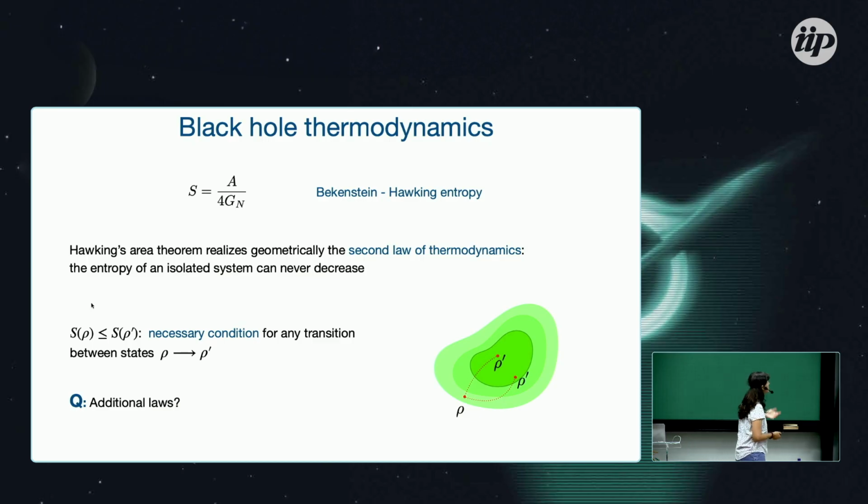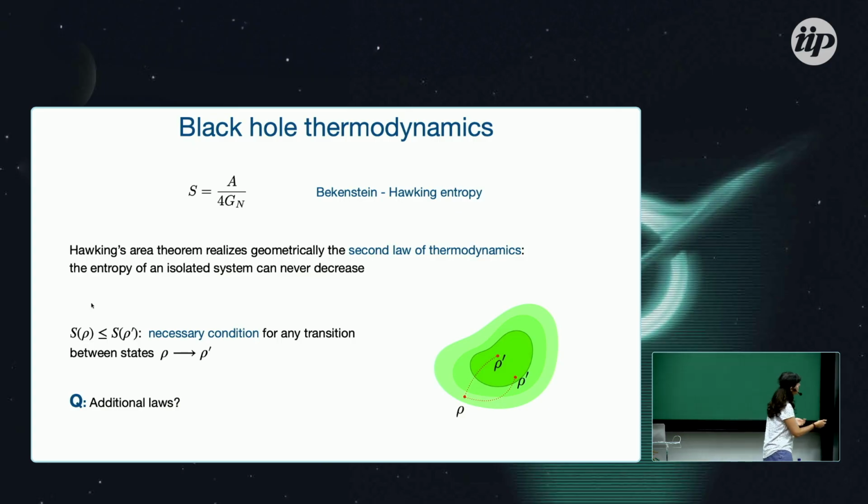But then, through the laws of black hole thermodynamics, which associate a notion of entropy to the area of the event horizon, we know that the area theorem is a geometric realization in this context of the second law of thermodynamics, so that the entropy of an isolated system can never decrease. And as such, for this type of process, the second law, or equivalently the area theorem, puts a necessary condition, one single necessary condition, for any transition between states described by density matrices ρ and ρ prime.